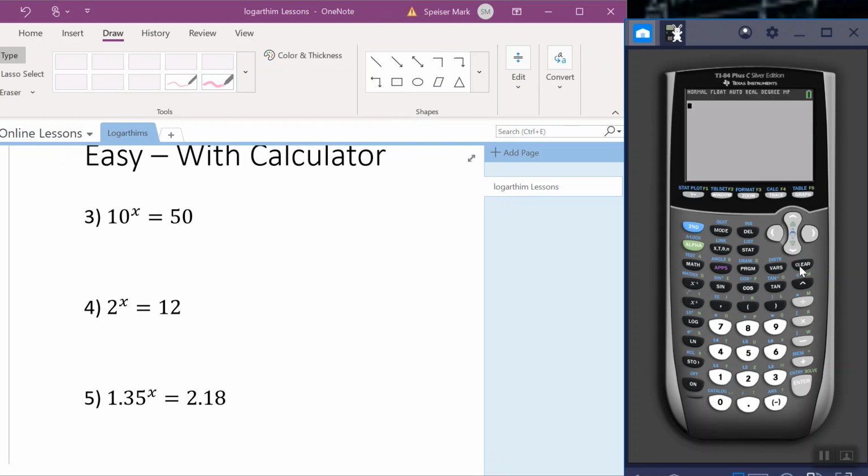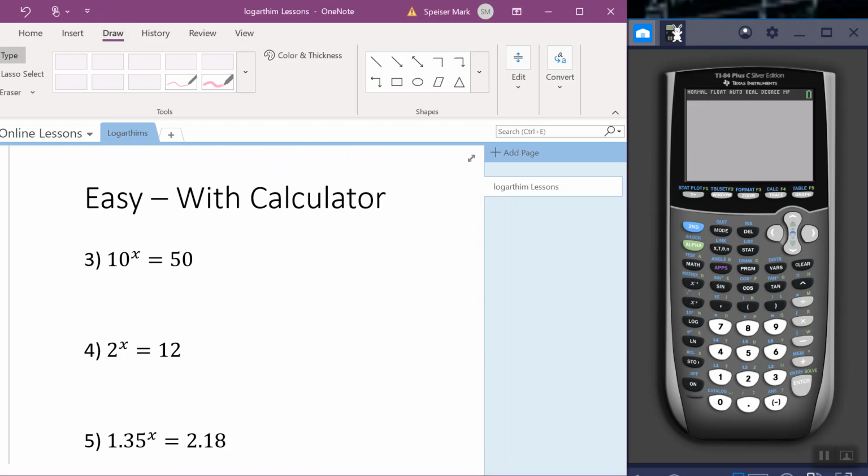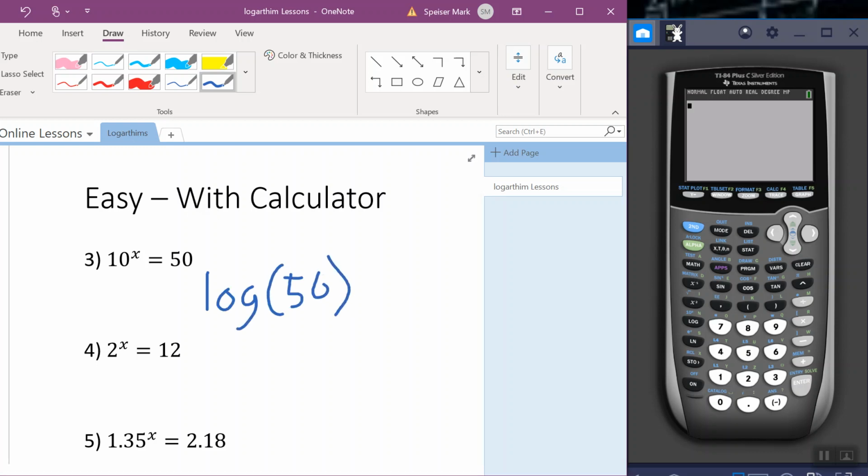First one is a base of 10. So it's just log. You don't need to write the base 10. Log of 50 is equal to 1.6989 or 1.699. So x in this case is approximately 1.699.